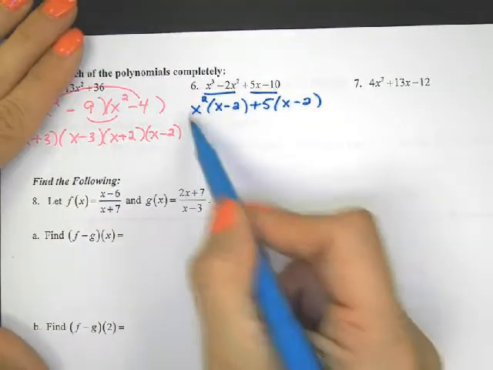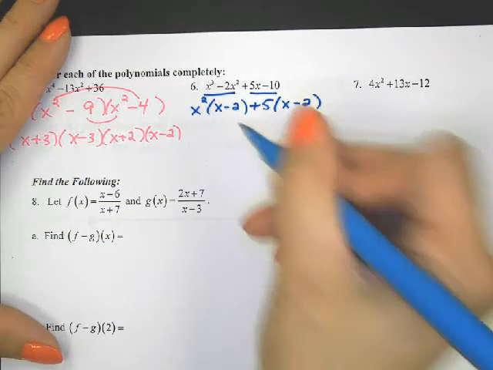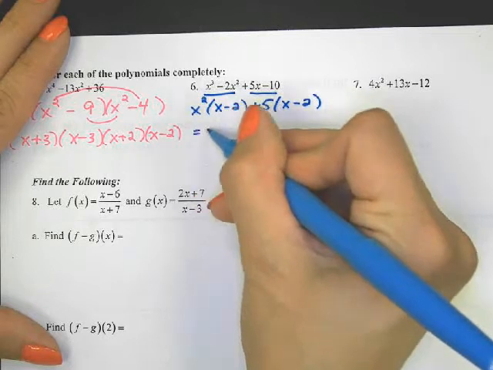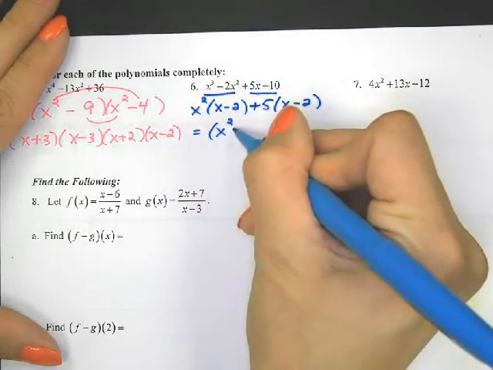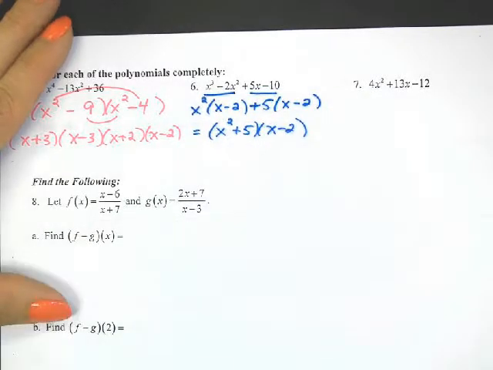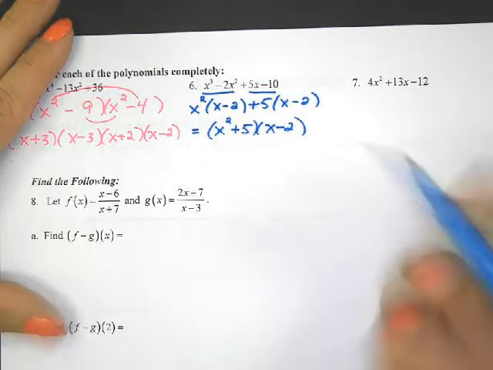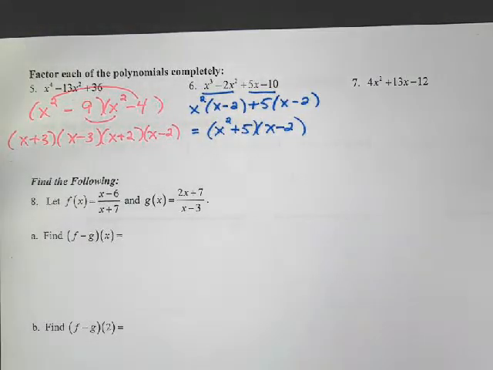If you have nothing but a bunch of parentheses, that means times, times, times, times, it's not equal. Since I have duplicates, I can say x squared plus 5 times x minus 2. Can this one get factored more? No, because it's a plus sign. And number 7.